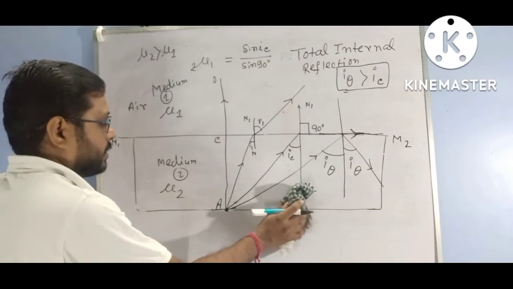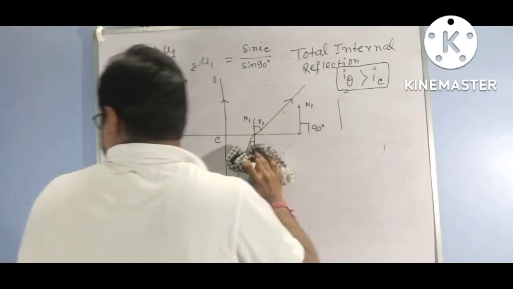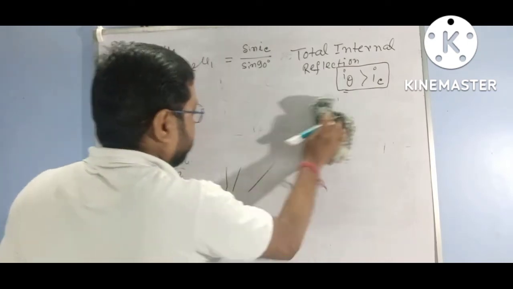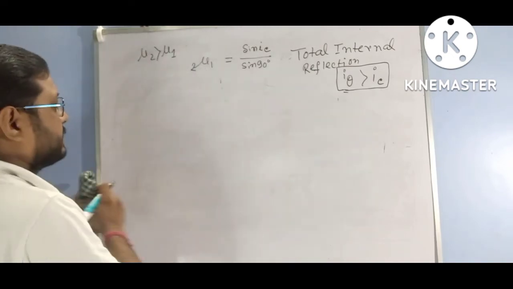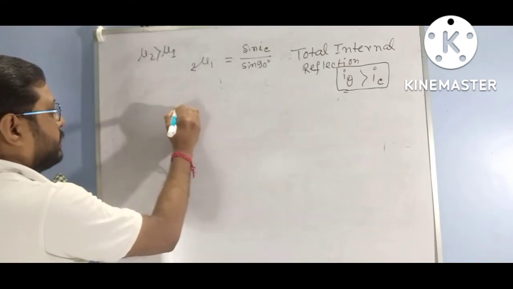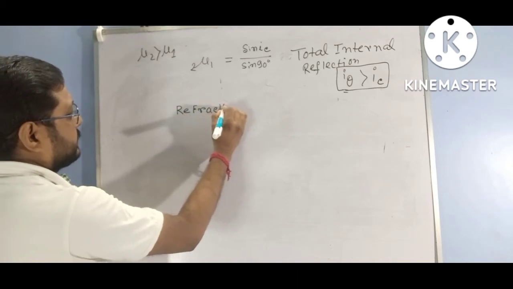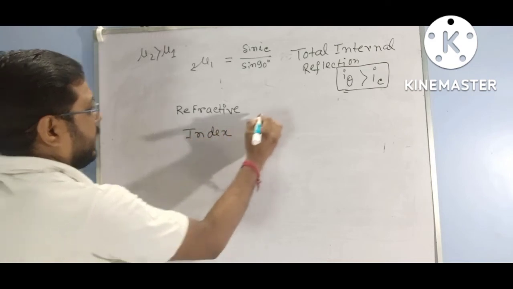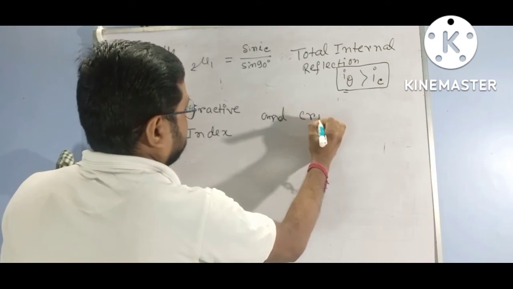Now, what is the relation between refractive index and critical angle?